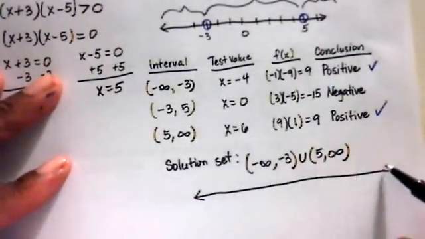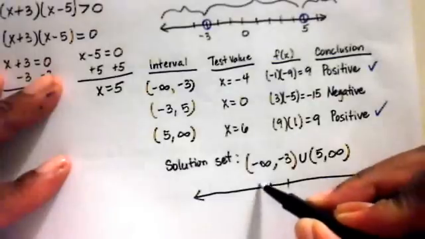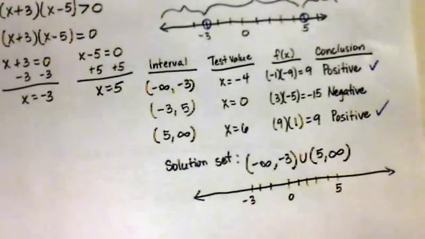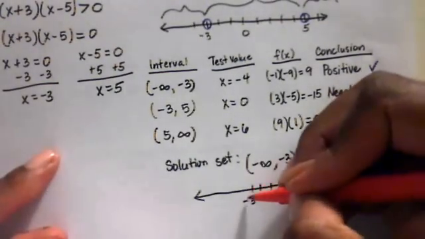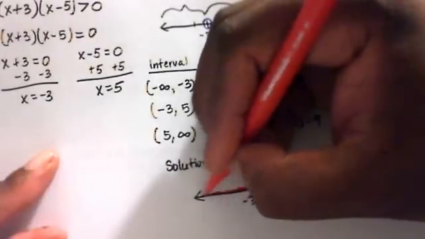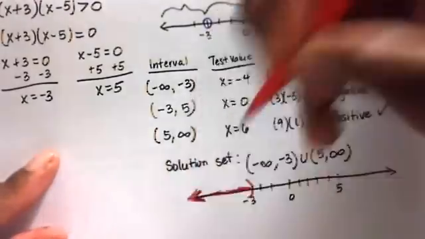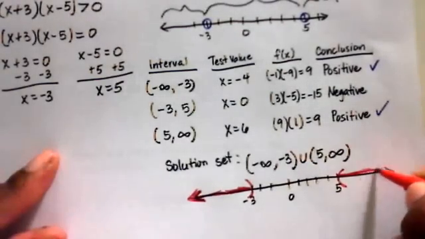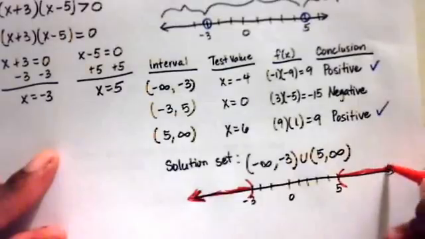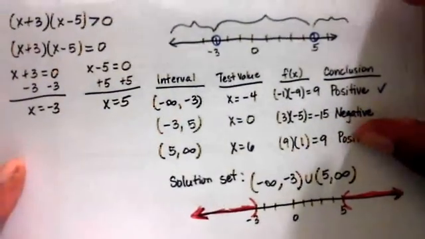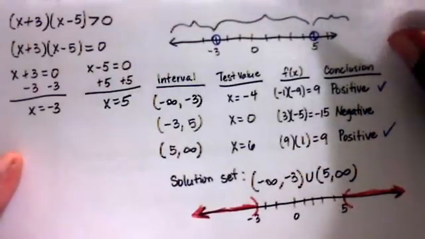And if I graph this on the number line, here's -3, here's 5. -infinity to -3 is this shaded area to the left of -3, and it does not include -3. And 5 to infinity, that's the shaded area to the right of 5, where 5 is not included. Okay? So that's how you would graph that solution set of a polynomial inequality.